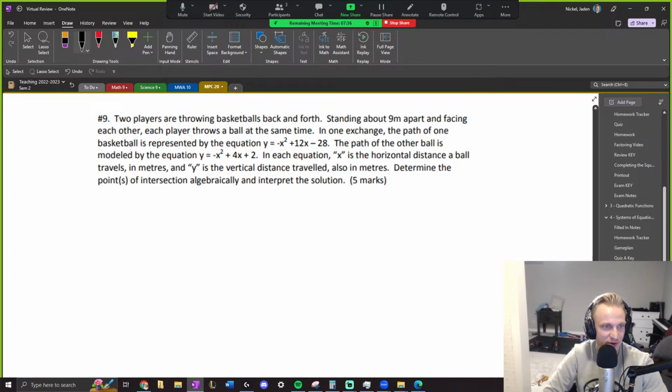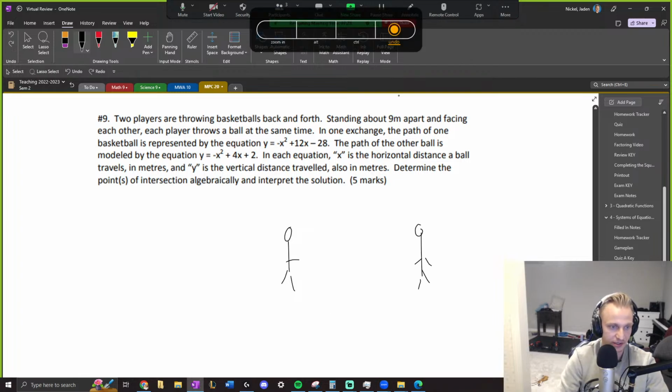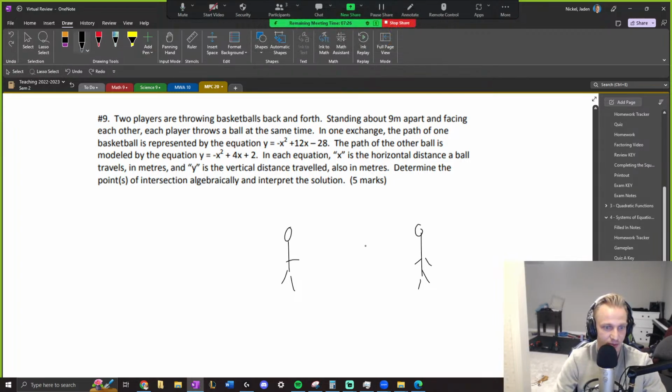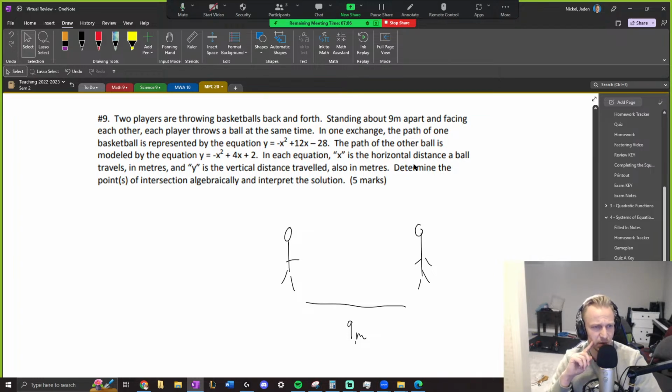Okay. Two baseball players throwing basketballs back and forth, standing about 9 meters apart. Facing each other, each player throws a ball at the same time. In one exchange, the path of the basketball is represented by that equation. The path of the other ball is modeled by the equation. In each equation, x is the horizontal distance a ball travels in meters, and y is the vertical distance traveled also in meters. Determine the point of intersection algebraically and interpret the solution.